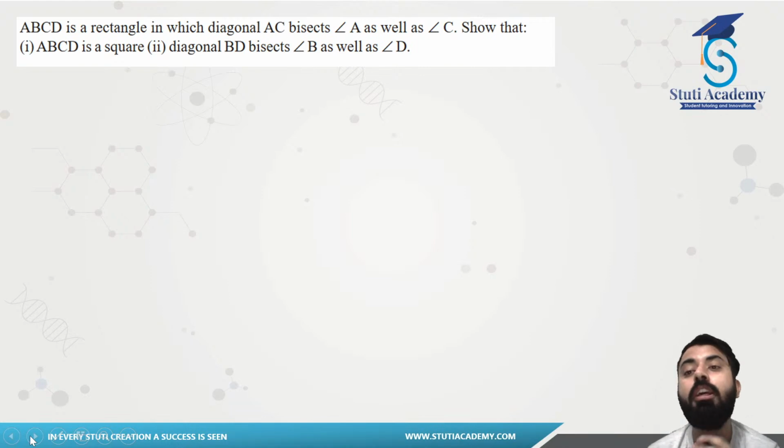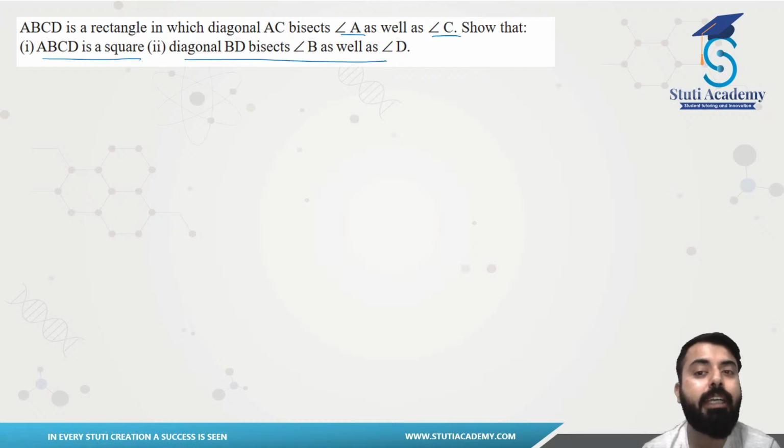So you guys see, ABCD is a rectangle. Listen carefully. ABCD is a rectangle in which you have been given that AC bisects angle A and angle C. Show that ABCD is a square, and diagonal BD bisects angle B and angle D as well. Now you guys see, this is an important question.